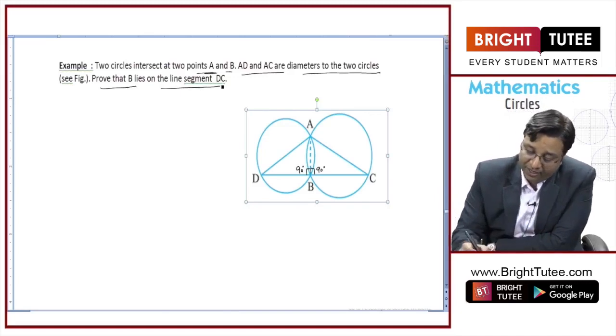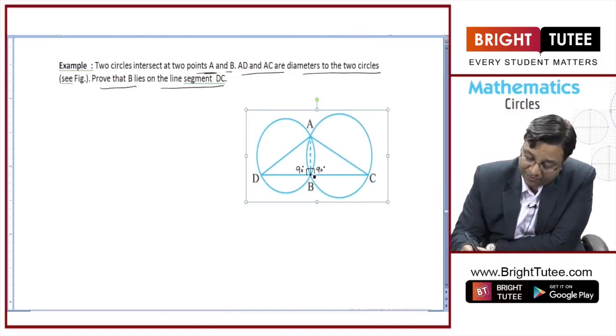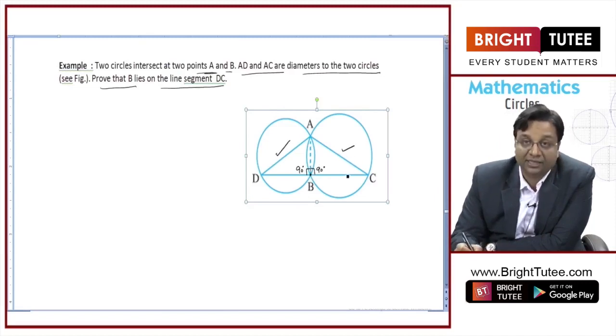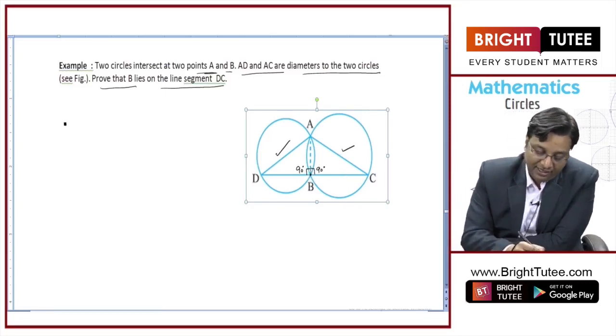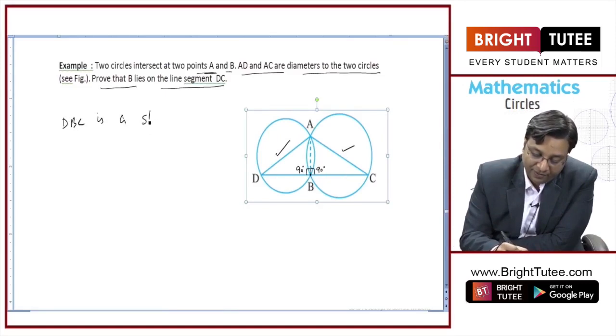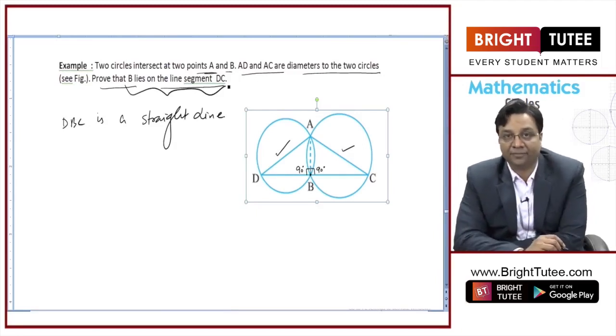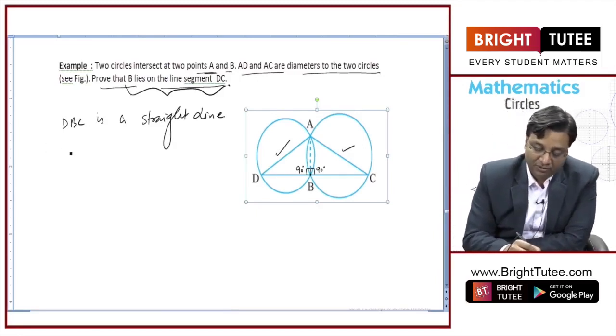So obviously at this point B, the angle subtended by AD is 90, and the angle subtended by AC is also 90. So this being a straight angle, I can say DBC is a straight line, or in other words, B lies on the line segment DC. So in this question, you don't have to do much.